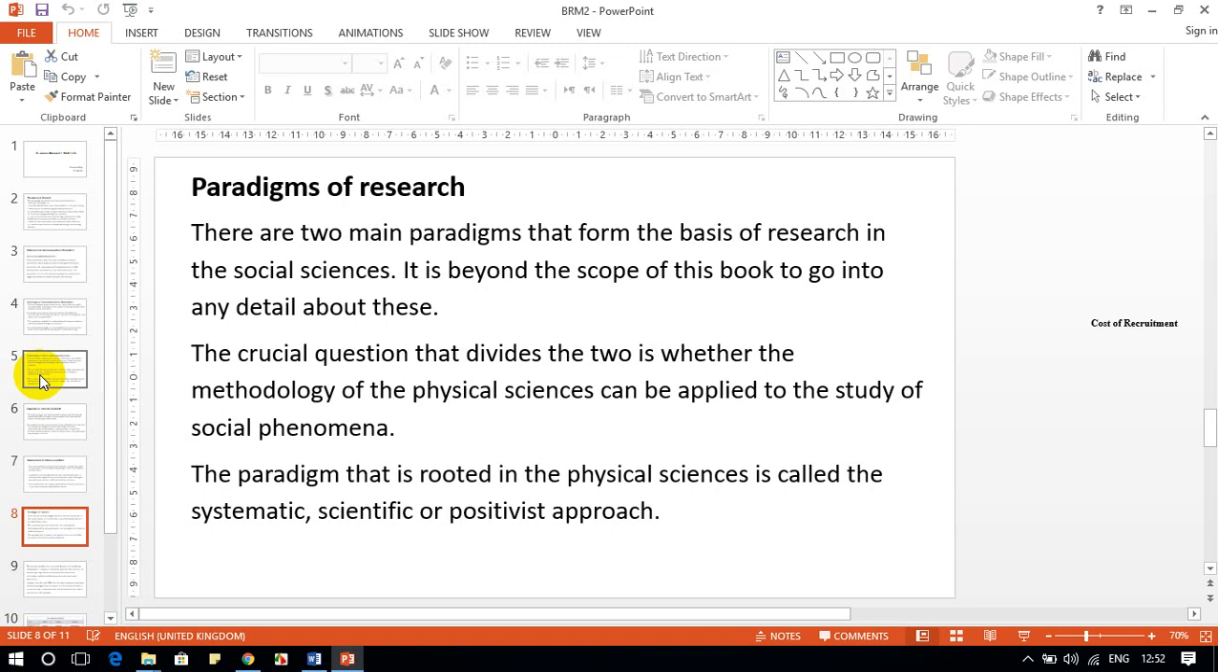With the help of the management process we can make it more effective and efficient. The paradigm that is rooted in the physical science is called the systematic, scientific or positive approach. So that paradigm of the research which has been rooted in or connected to the physical science is also known as the systematic, scientific and positive approach.